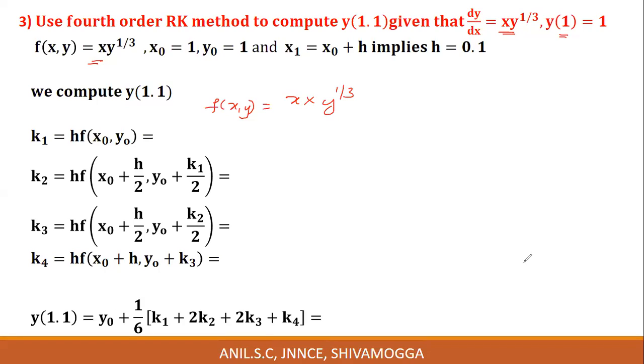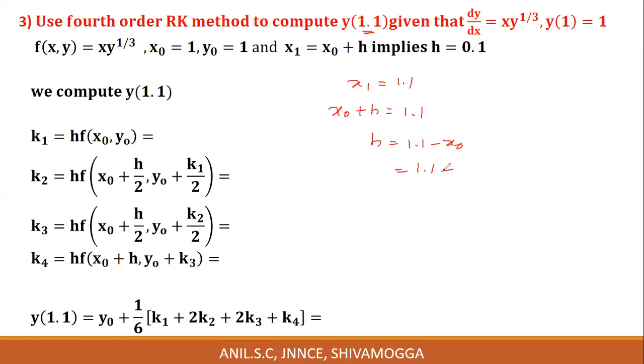h is missing. First, we find h. It is required to find y of 1.1. That means x1 is equal to 1.1, and we know that x1 is given by x naught plus h. Therefore, h is equal to 1.1 minus x naught, and x naught is 1. Therefore, h must be 0.1. We take h is equal to 0.1. This is a single step problem. Now we compute y of 1.1.